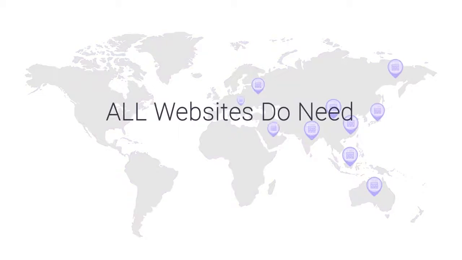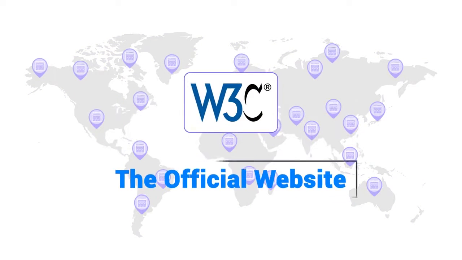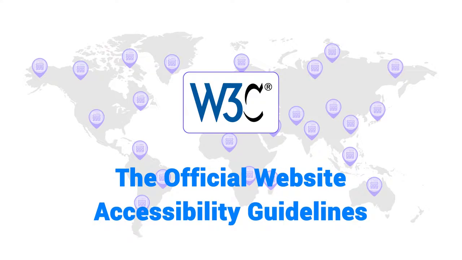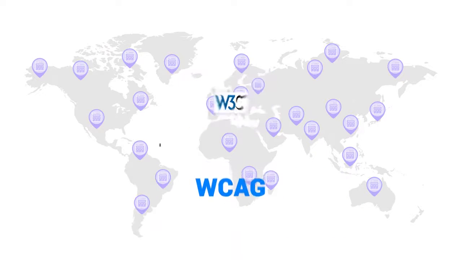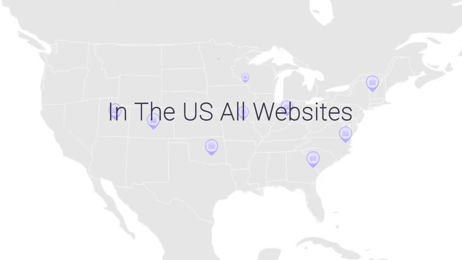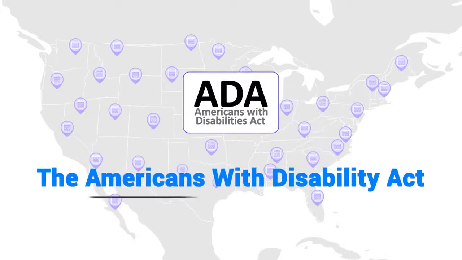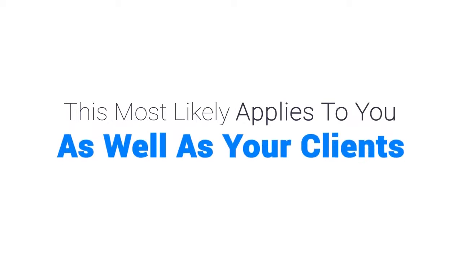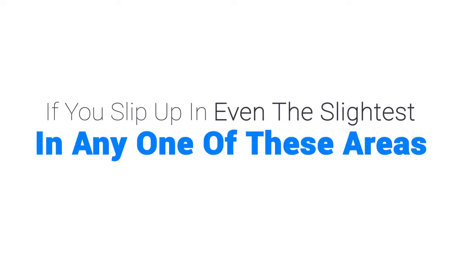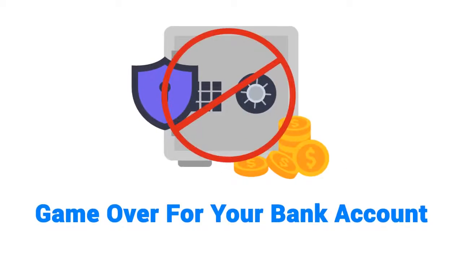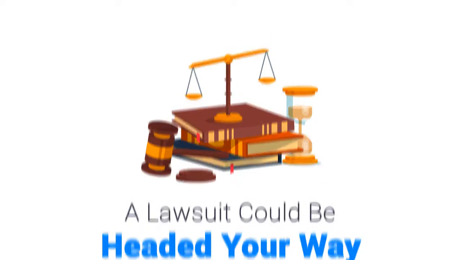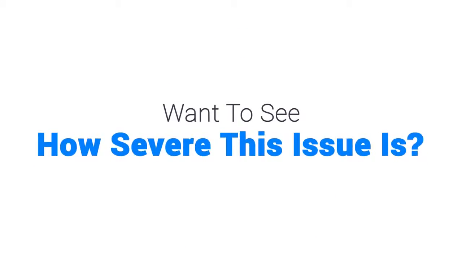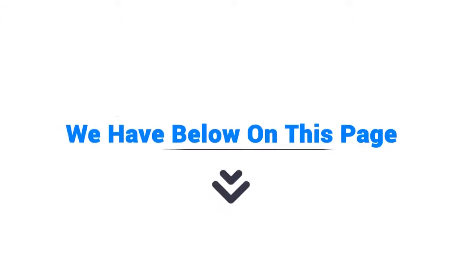That's right. Internationally, all websites do need to be in compliance with the official website accessibility guidelines. That's the WCAG. And in addition, in the US, all websites need to comply with the Americans with Disabilities Act. That's ADA. So, no matter where you live, this most likely applies to you as well as your clients. Now, if you slip up in even the slightest in any of these areas, it could be game over for your bank account, and a lawsuit could be headed your way. Want to see how severe this issue really is? Well, check out all the lawsuits and stats we have below on this page.